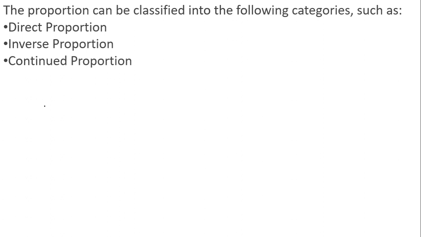The proportion can be classified into the following categories: direct proportion, inverse proportion, and continued proportion. So what is direct proportion? Direct proportion describes the relation between two quantities in which one quantity increases and the other quantity as a result decreases. For example, if there are two quantities A and B, and we increase the quantity of A, then naturally the quantity of B is also going to decrease.